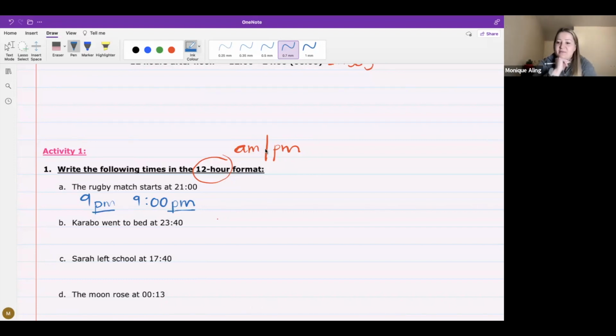Okay, let's see question B's answers. Karabo went to bed at 23:40. What is that in 12-hour format? Good. Okay, so because we're going to 12-hour format, we can no longer use 23. So we have to write the time as 11:40. And because it's 12-hour, we have to indicate whether it's AM or PM. And it is indeed PM because it's in the evening. Well done.